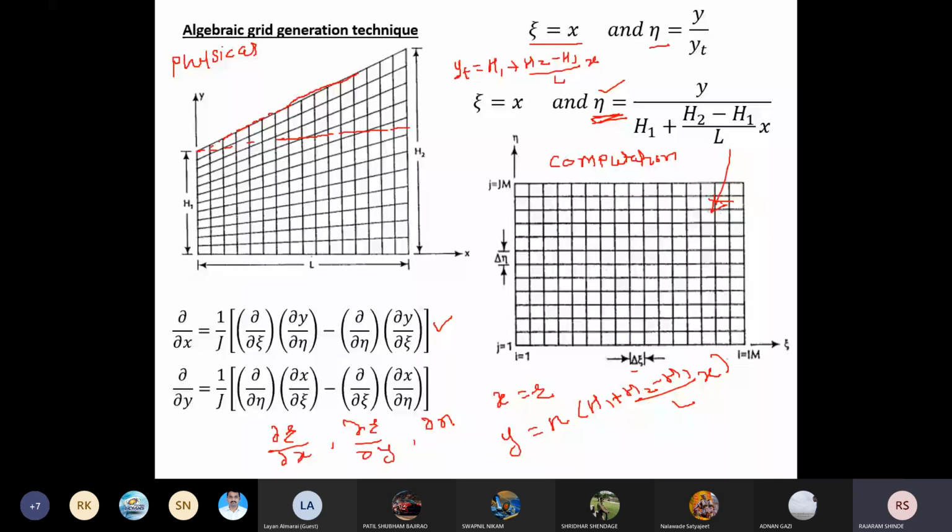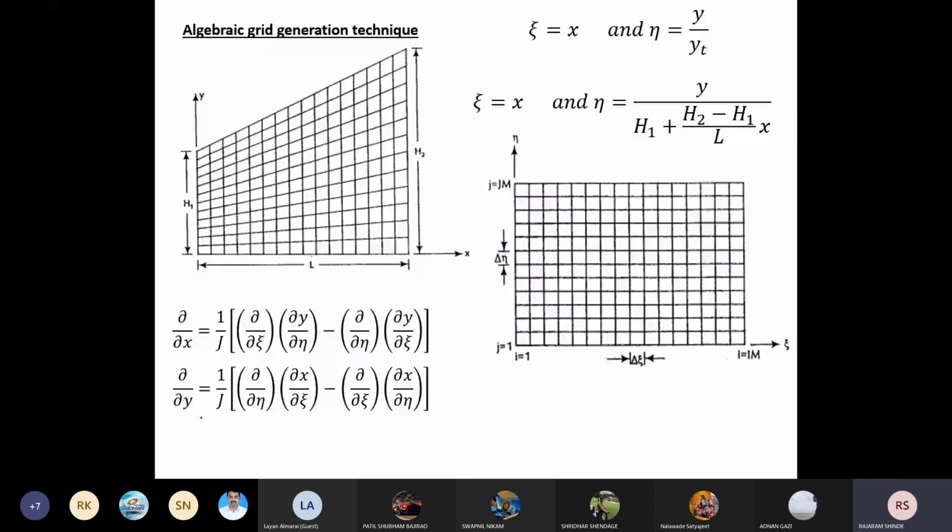These are the matrix terms, and these matrix terms we need to calculate for the grid transformation of the differential equation. Now I will clean this and I will show you what this one is. Now next one.